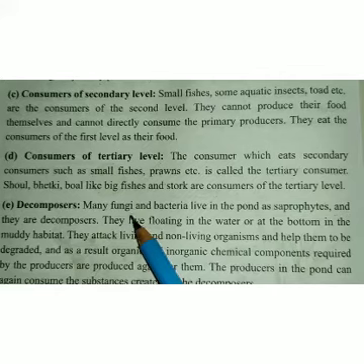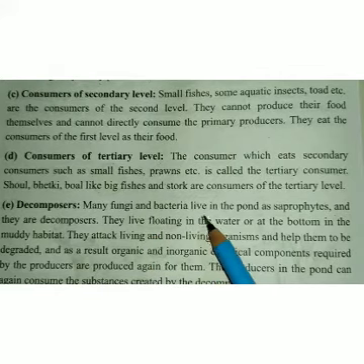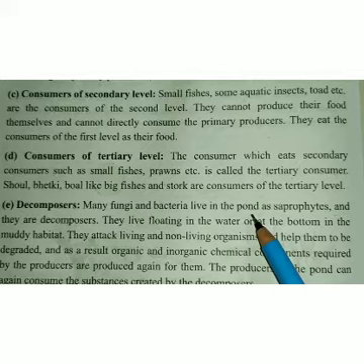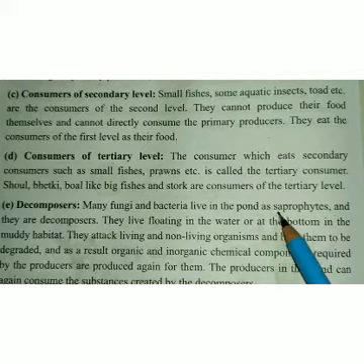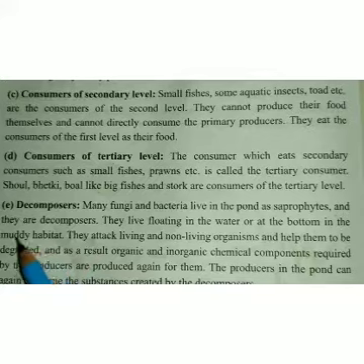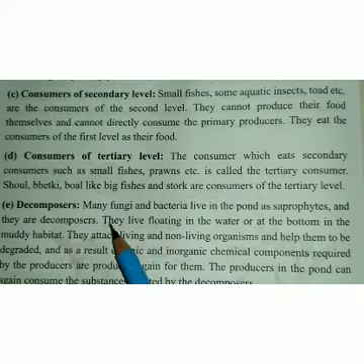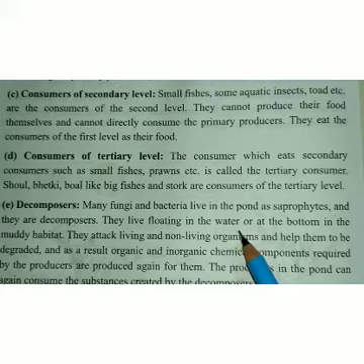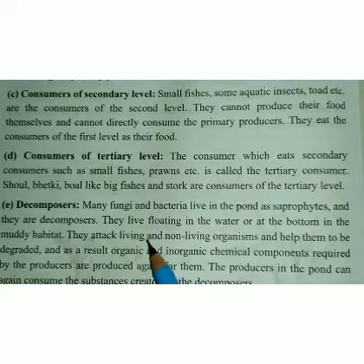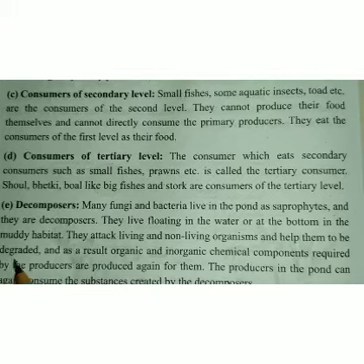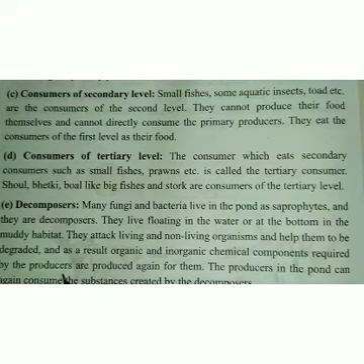Many fungi and bacteria live in the pond as saprophytes, and they are decomposers. They live floating in the water or at the bottom in the muddy habitat. They attack living and non-living organisms and help them to be degraded, and as a result organic and inorganic chemical components required by the producers are produced again for them.